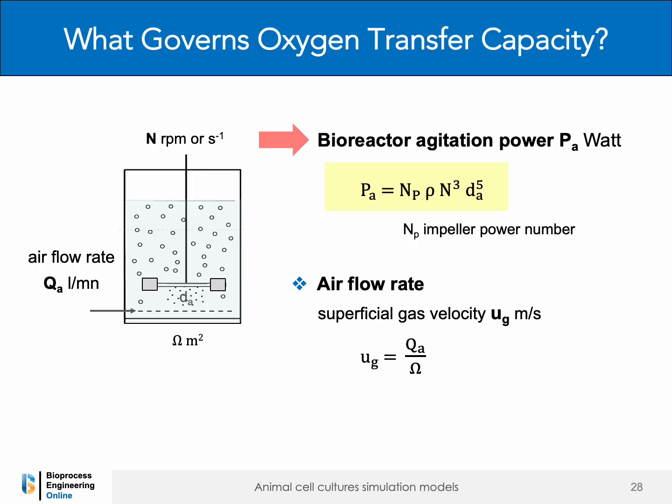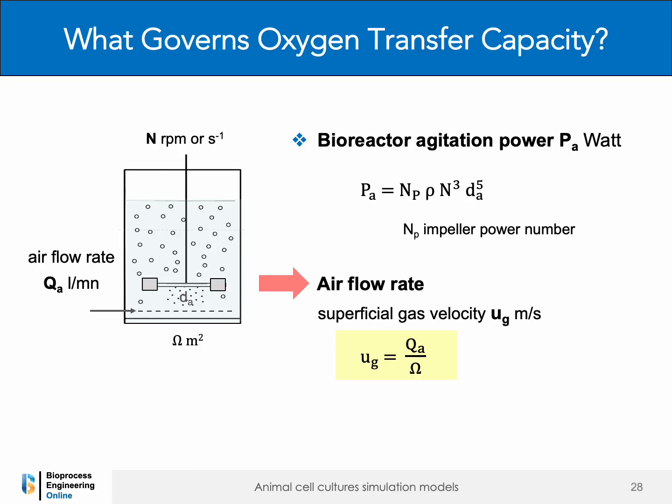PA equals NP rho n to the power 3, dA to the power 5, where NP is the impeller power number, rho is the fluid density in kilogram per cubic meter, n is the impeller rotational speed in second minus 1, and dA is the impeller diameter in meter. According to this relation, PA is directly proportional to the fluid density rho, increases with the cube of the impeller speed n, and increases with the fifth power of the impeller diameter dA. It is directly proportional to the power number NP, which depends on the impeller geometry.